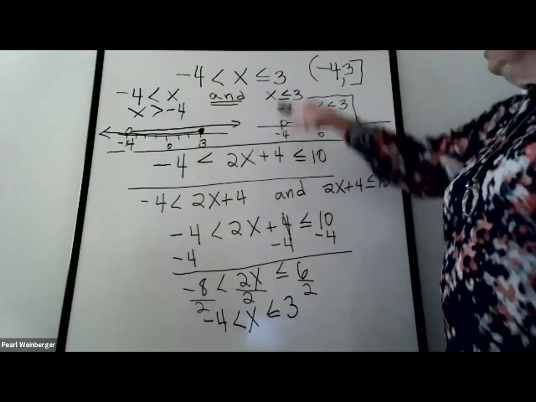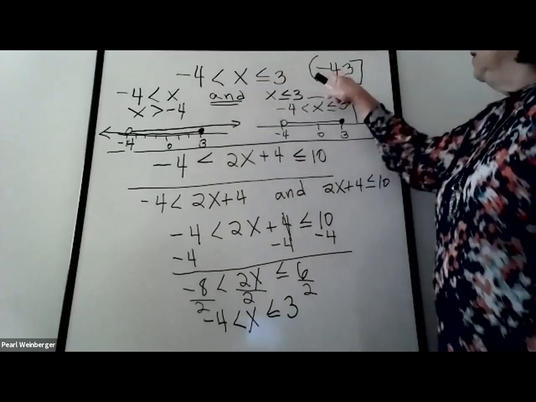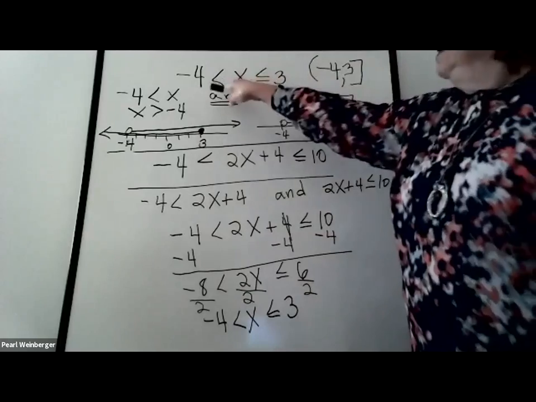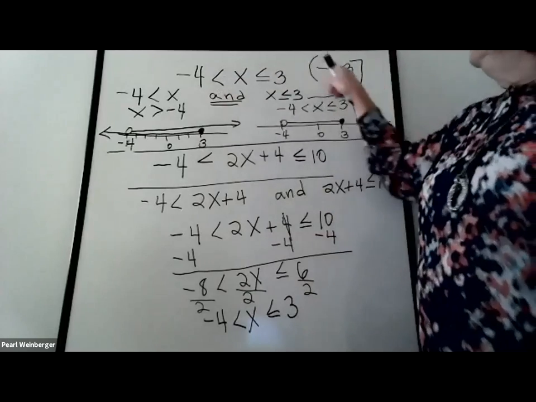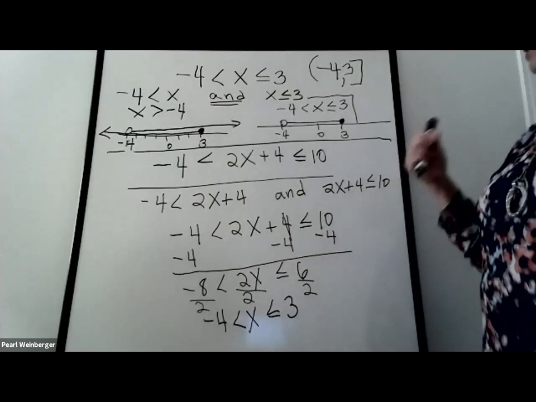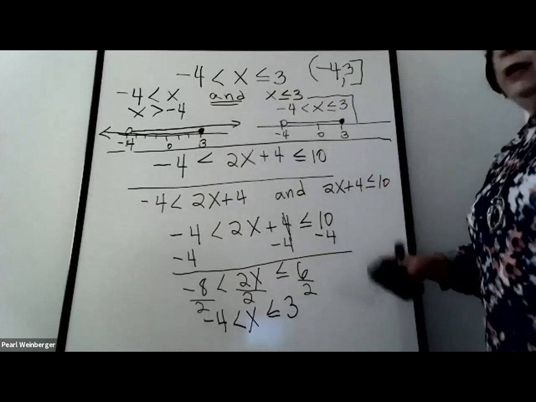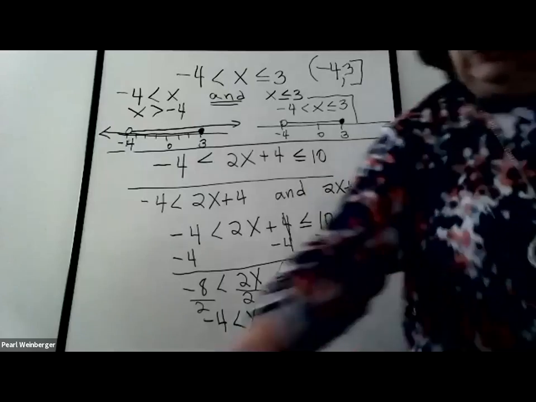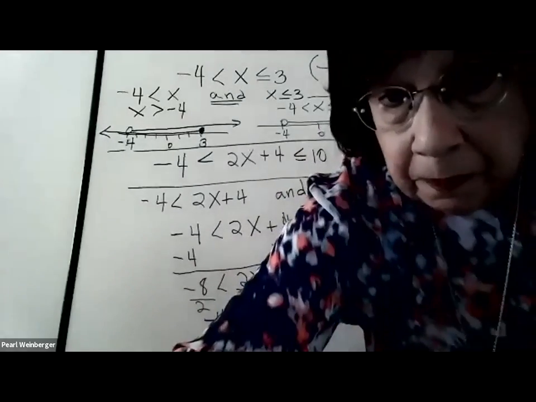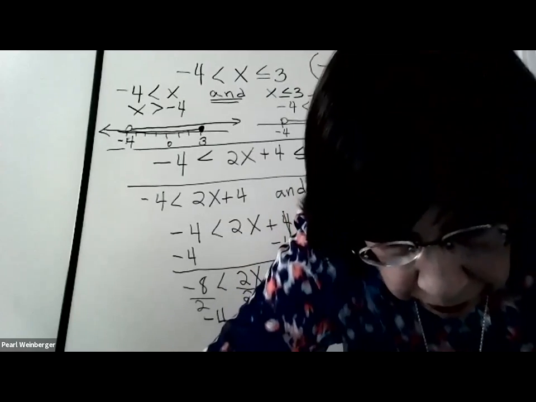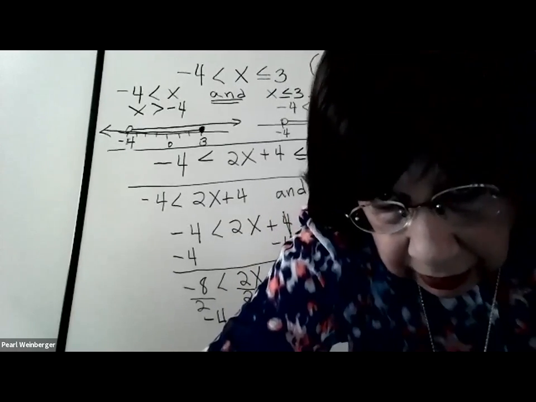And if you look at this, this, and this, they sort of all look the same. This and this almost look the same except that you leave out the x. And that's the point of this compound inequality. Does anybody want to ask me a question? Any questions?